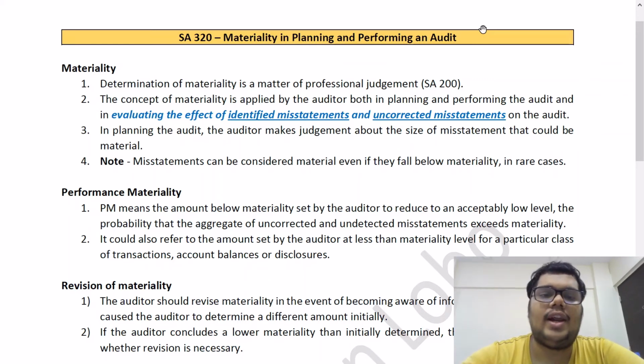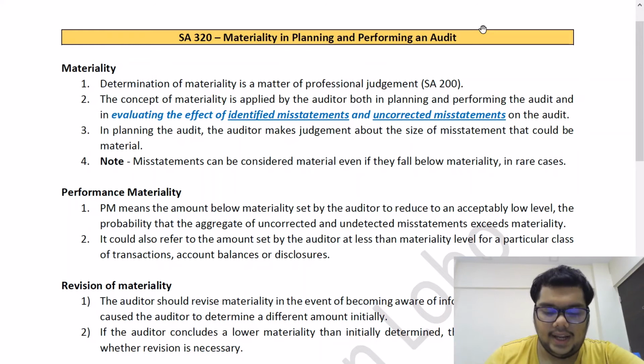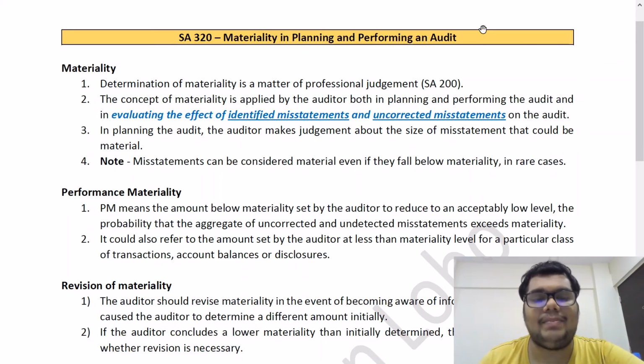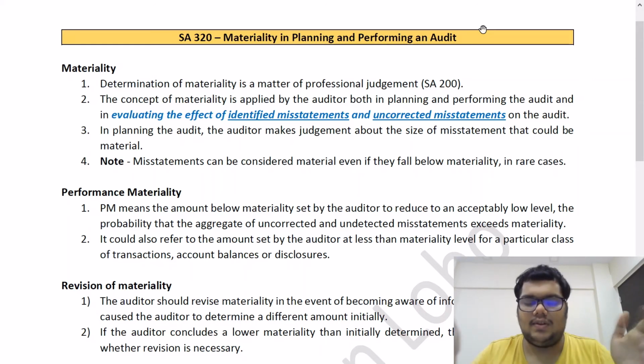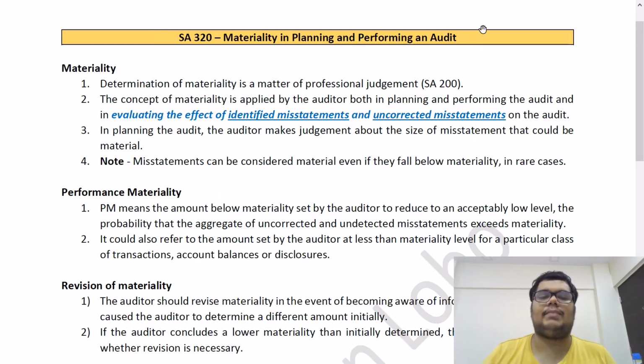So first we will evaluate the effect of materiality on the identified misstatements. Misstatements first will be identified, and then you will try to get them corrected, and you will check that the uncorrected misstatements are below materiality. So that is why we say in evaluating the effect of identified misstatements and uncorrected misstatements. My identified misstatements first I will accumulate. Out of that, I will try to correct some misstatements, and in the end, I will check that my uncorrected misstatements are still below my materiality level.